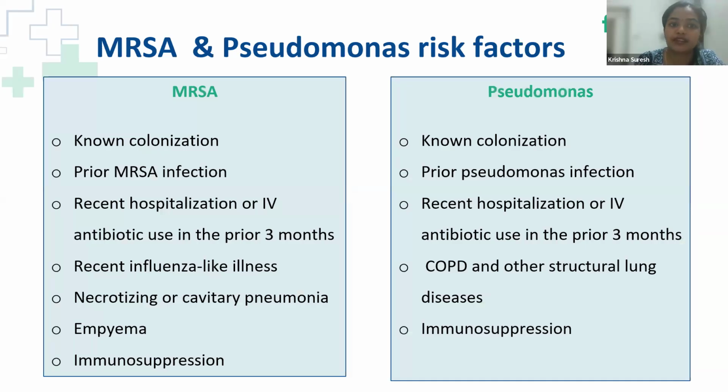So these are the risk factors for MRSA and Pseudomonas aeruginosa. A prior infection or colonization, recent hospitalization or IV antibiotic use in the prior 3 months, immunosuppression. These are the common risk factors for MRSA and Pseudomonas aeruginosa. Recent influenza-like illness, necrotizing or cavitary pneumonia, and empyema are also specific risk factors for MRSA, and specific risk factors for Pseudomonas are COPD and other structural lung diseases.